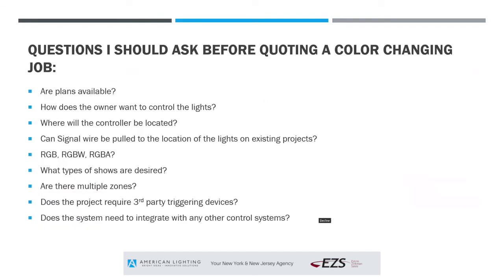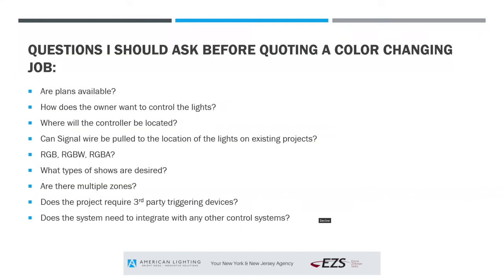Questions that you should ask before you start looking at quoting or designing a color changing job. Are plans available? If no plans are available, are there pictures? Is there an address? We use Google Earth and Google Maps for pretty much every retrofit job we do, because there's generally no plans available, but we can gather a ton of information just by going to Google, finding the maps, or Google Earth.